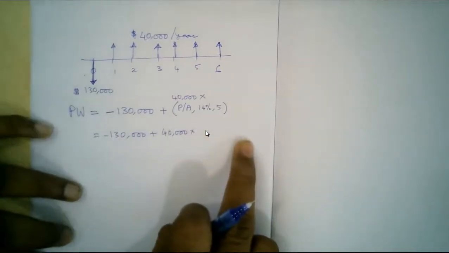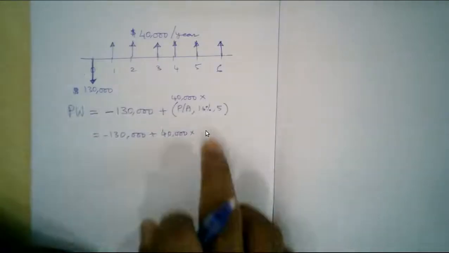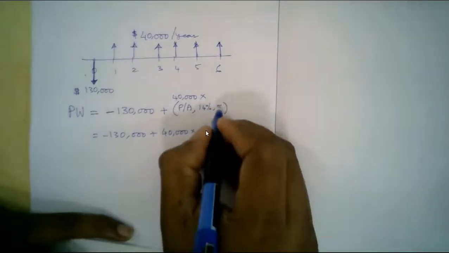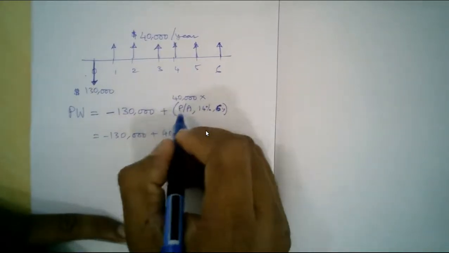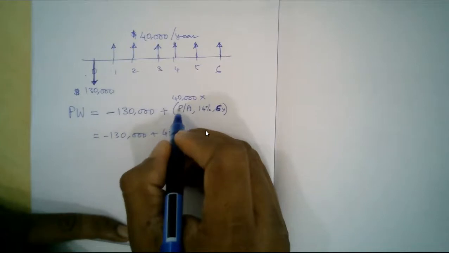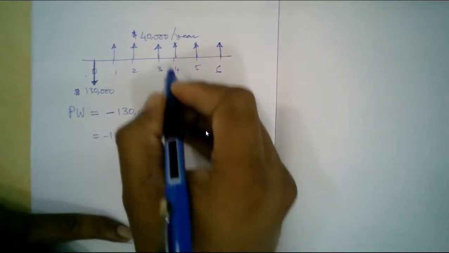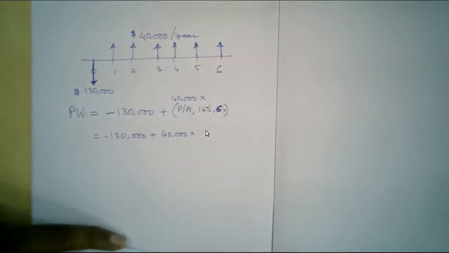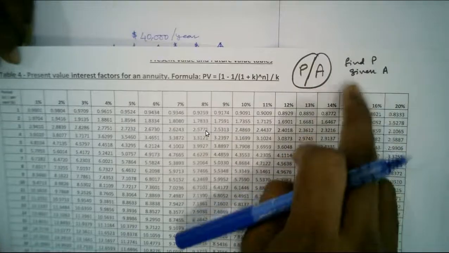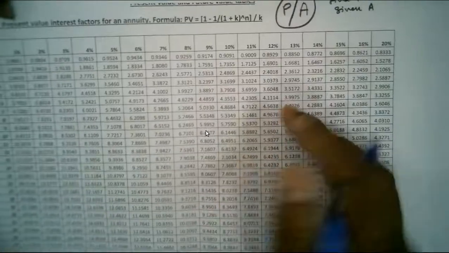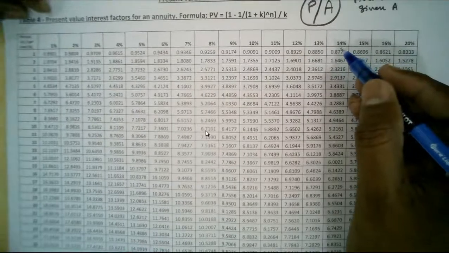Now I need to refer to this particular sheet. Okay, so here I'm interested in 6 years, right? This is 6 years, 14%, and P by A. That means what is the present value given the annual payments? Yes, annual revenues, 40,000. So what is the present worth? So for this, I need to look at the P by A, find P given A. So 14% is here in this column, and the duration is 6 years.